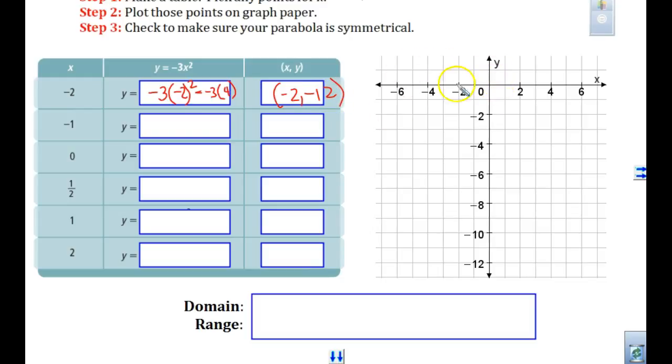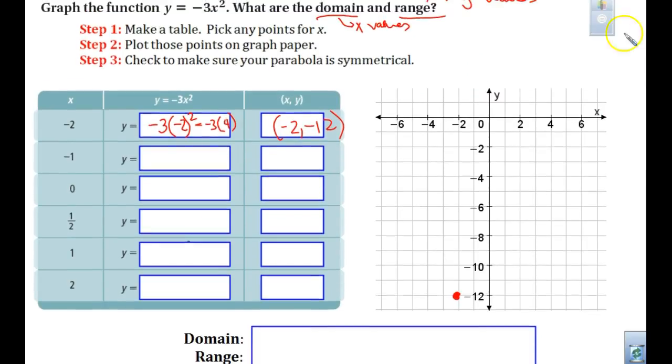Plot negative 2, negative 12. Just by looking at the equation, do you think it's going to go up or down? What is our a value in our equation? Negative 3, which makes it go down. So one of the questions I'm going to ask you in your homework is, when we look at that parabola, we definitely know it had to go down because the a was negative 3, right? So now we're just going to plug in our points.